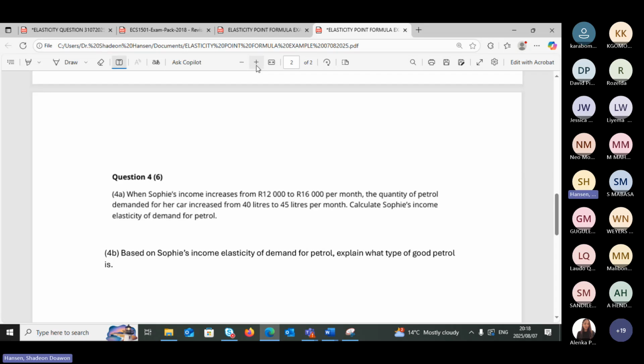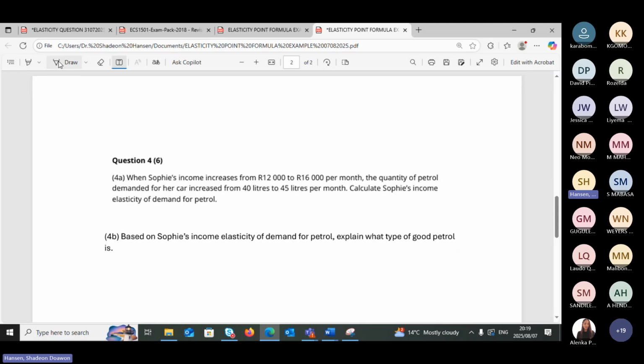All right? If you get a positive answer, it's a normal good. If you get a negative answer, it is an inferior good. So with income elasticity of demand, and what we also did last week with cross price elasticity of demand, we can get a negative and we also can get a positive, right? But with price elasticity of demand, we will always get a negative answer, but we use the positive. If we were to have calculated price elasticity of supply, we will always get a positive answer because of the law of supply. All right, just remember that. But let's do question 4A using the point formula.